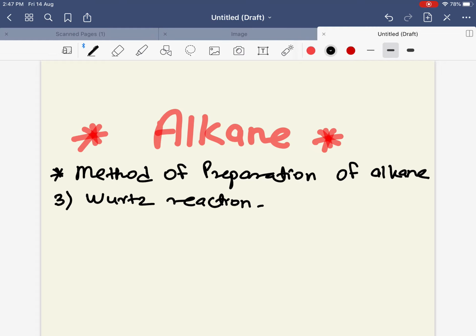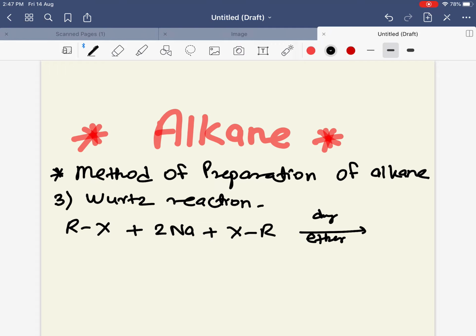So in that Wurtz reaction, alkyl halide is reacted with highly active metal like sodium in presence of dry ether, we will get a higher alkane. So this is the Wurtz reaction. First I will write the general reaction. RX, that is alkyl halide, is reacted with sodium metal. I will take 2 molecules of alkyl halide, in presence of dry ether as a solvent.